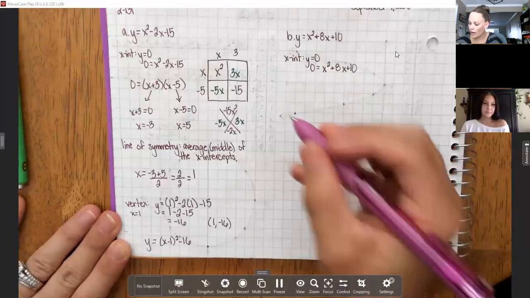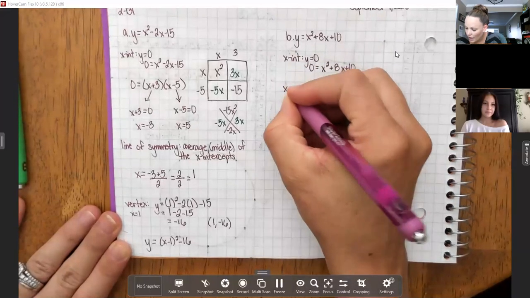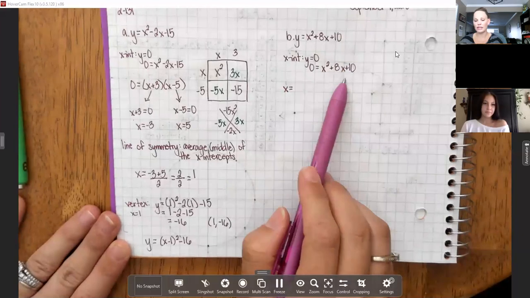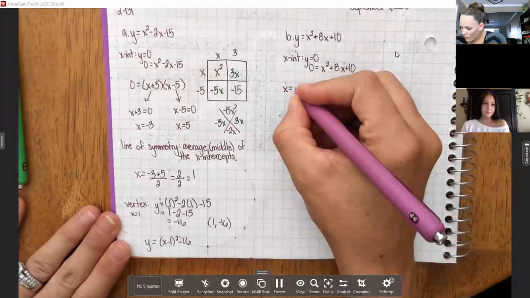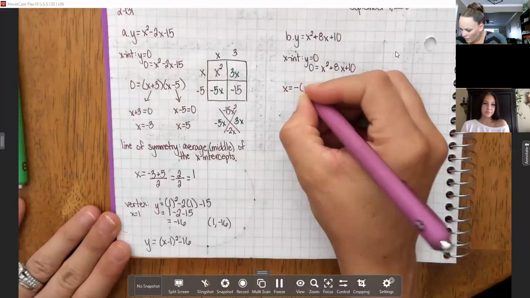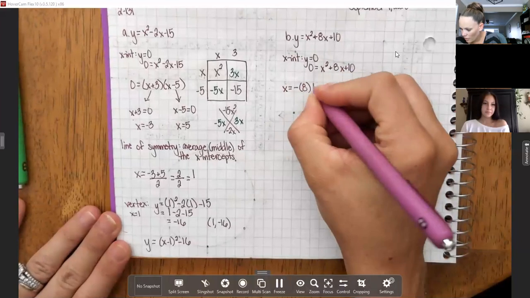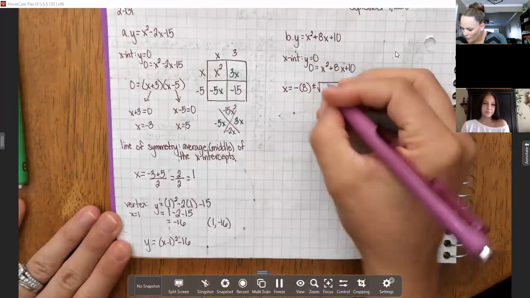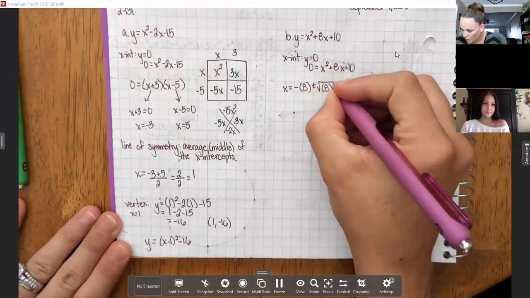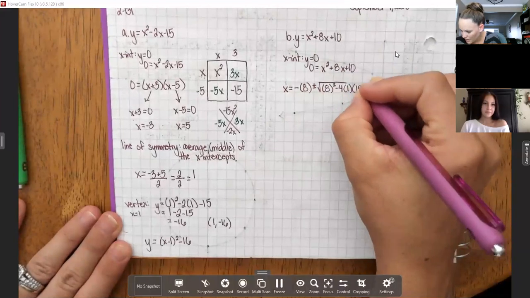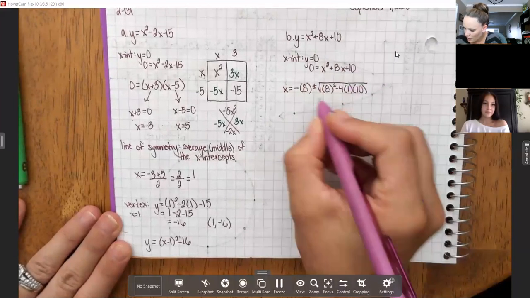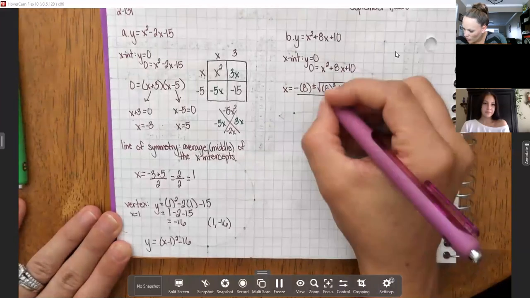I'm going to do the quadratic formula on this one because I know that this isn't factorable. So the quadratic formula, we get negative b plus or minus the square root of b squared minus 4 times a times c, all over 2a.